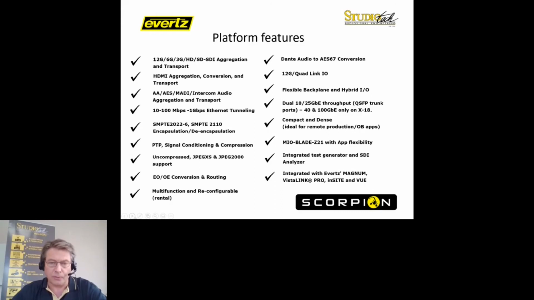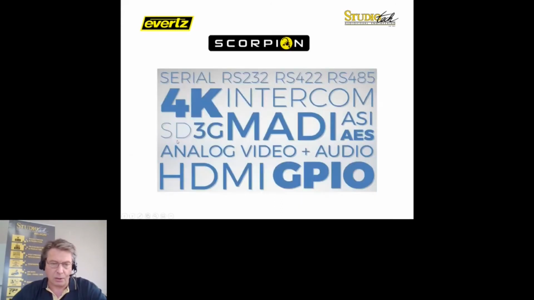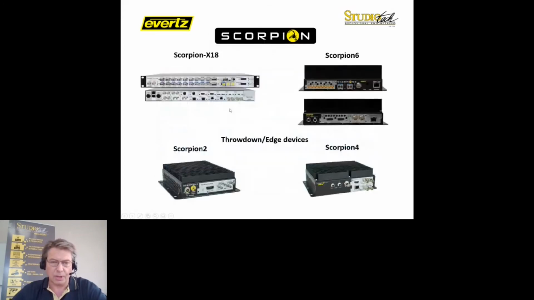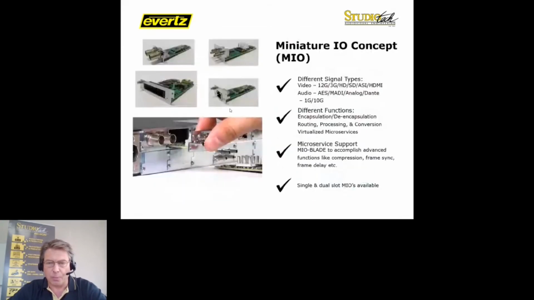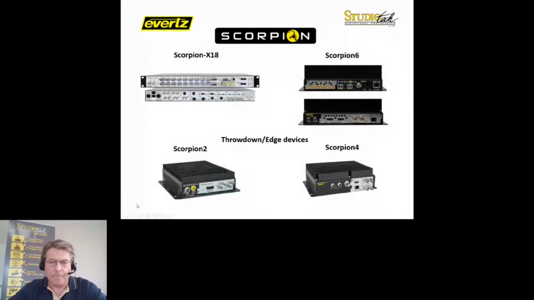These are just an overview of all the interfaces that we can handle with Scorpion, which is all serial protocols as we know them at the moment. These are the platforms. We have the Scorpion X18, which is a 1RU contribution device and processing device. We have the Scorpion 6, which is recently introduced as an addition to what we already had in the Scorpion.